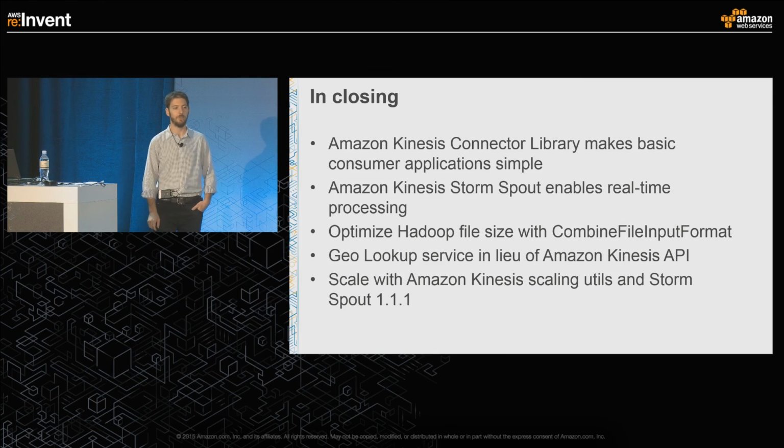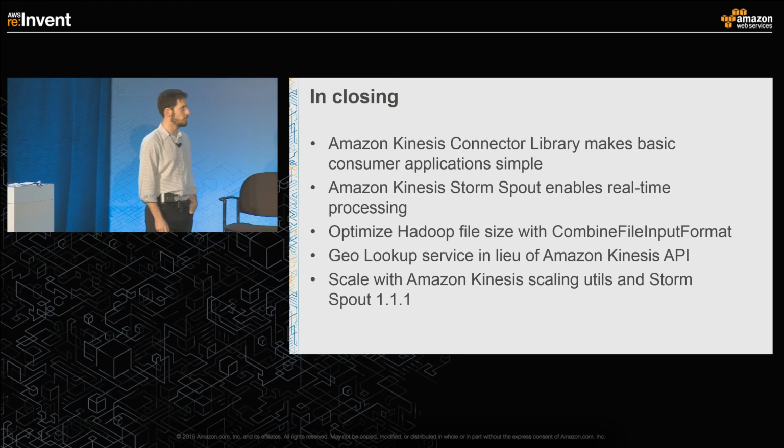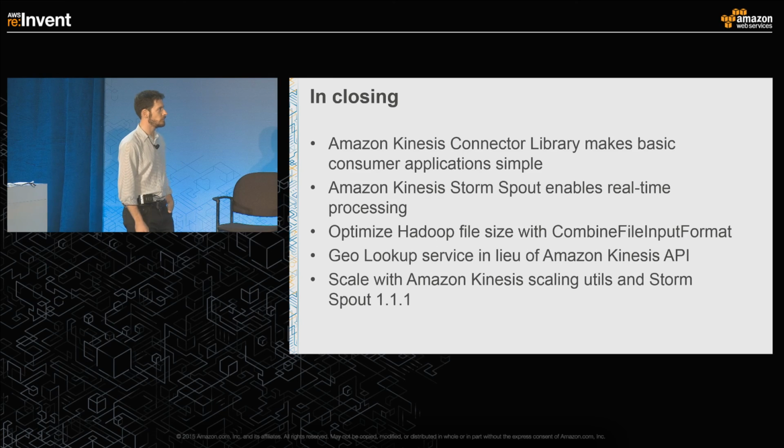We talked about how you can do geo lookups with Kinesis in lieu of there being an API built into Kinesis that lets you get that information. And then lastly, we talked a little bit about scaling, and how you can scale up shards easily with that Kinesis scaling utils library, and how you can manage that scaling with respect to your Storm topology using Kinesis Storm Spout 1.1.1.